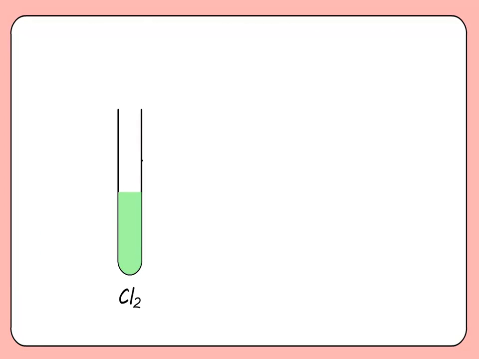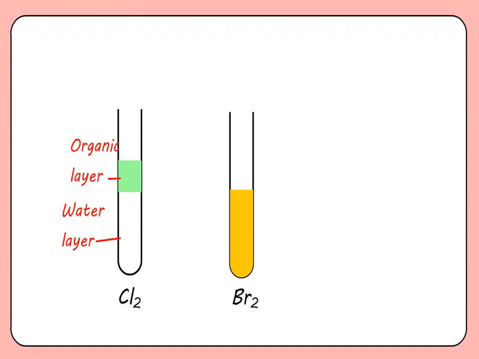To distinguish between the different halogens in solution, an organic solvent like cyclohexane can be added. The halogen present will go into this upper organic layer. Chlorine is pale green in water and also pale green in organic solvent. Bromine is orange in water and also orange in organic solvent. Iodine is brown in water but changes to violet in organic solvent.